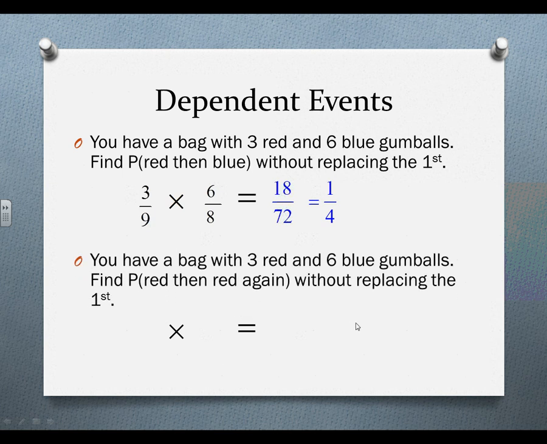Okay, look at another one. Same 3 red, 6 blue gum balls. What's the probability of getting a red and then a red again without replacing the first? So again, the probability of red is going to be 3/9. But what's going to change this time, if I want to get a red the second time, you assume that the first one was red, so that means I don't have 3 red balls anymore. I only have 2 red balls out of the 8 because I didn't replace it. So that's why we multiply by 2 over 8. And again, put it in your calculator. You will simplify it and get an answer of 1/12.